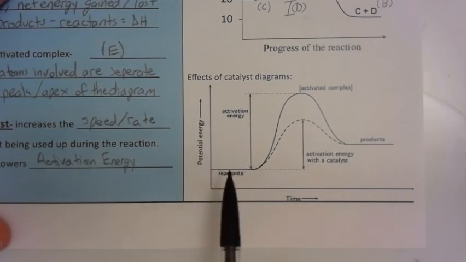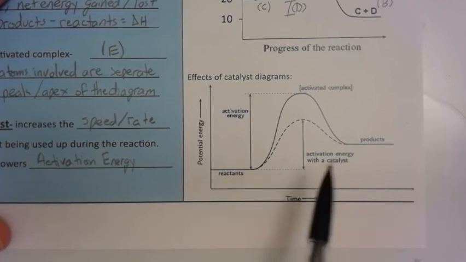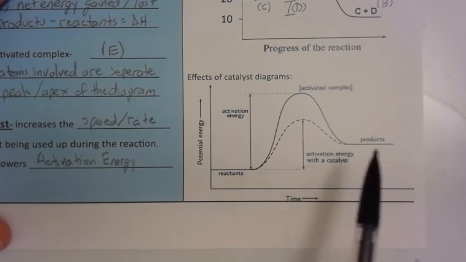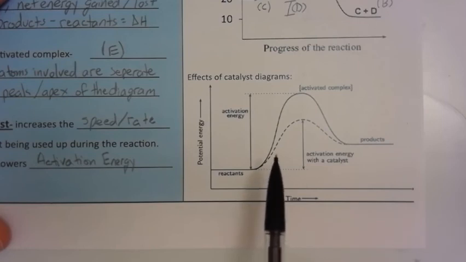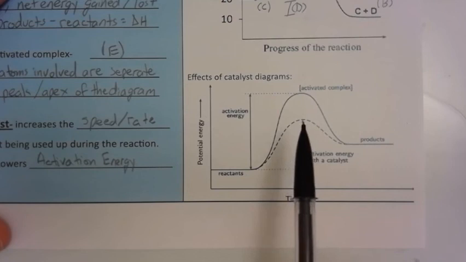The catalyst does not change the energy stored in the bonds of the chemical reactants. It does not change the energy stored in the bonds of the products. So just an activation energy lowering, which means less energy has to be applied to get to the top of this hill or this apex for the reaction to proceed.